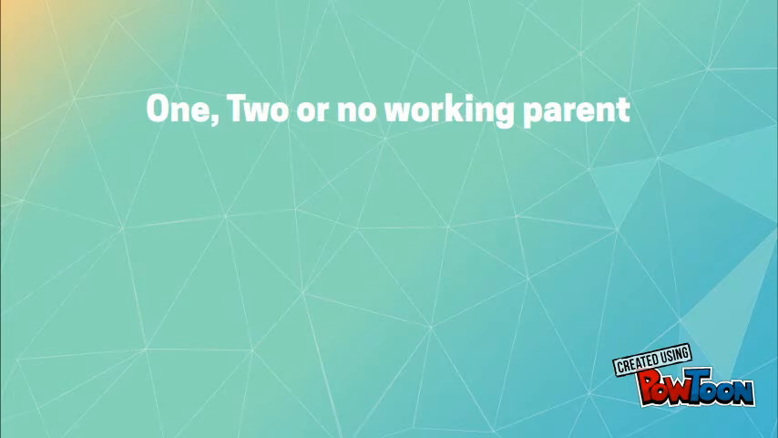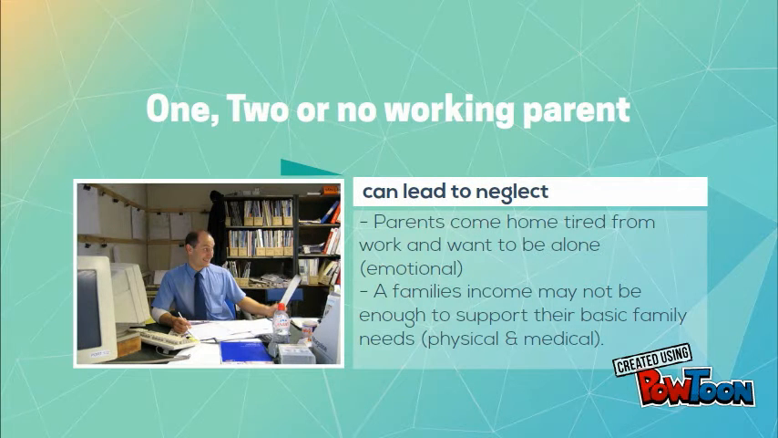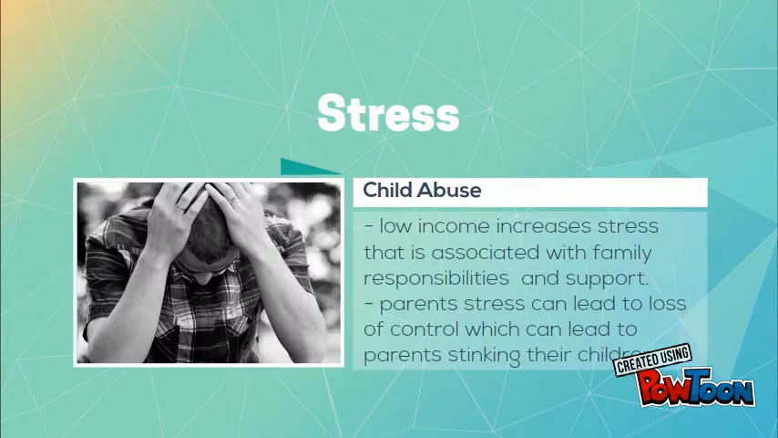In a low socioeconomic status home, where there is one, two, or no working parent, a child can still be neglected because parents can come home tired from work and want to be alone. Also, a family's income may not be enough to support their basic family needs. Low income increases stress that is associated with family responsibilities and support. That stress can lead to loss of control, which can lead to parents physically abusing their children.